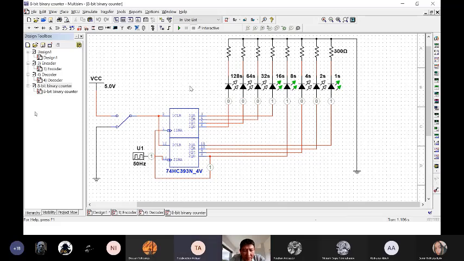So we can do it after the quarantine, yes? Or the first lab work? For the guys who are on quarantine, if you don't have the opportunity to install Multisim, in this case, when you come back from the quarantine, you can show me. Do not worry about that.